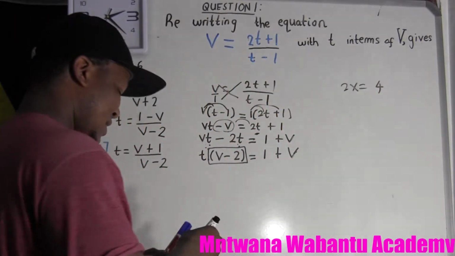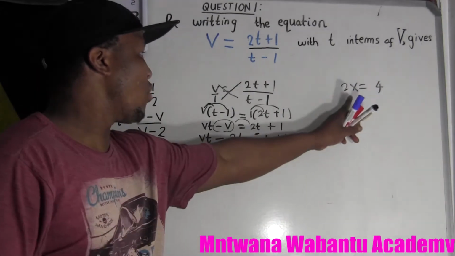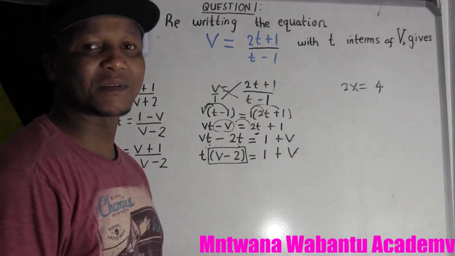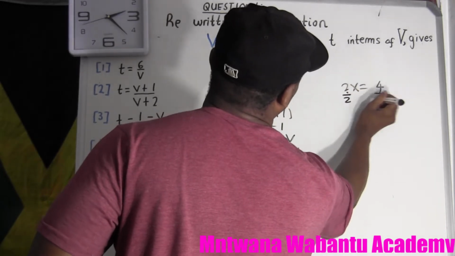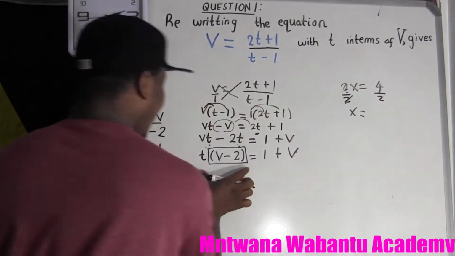How are you going to get x? It's very easy because if I have a 2x and I need x in the subject of the formula, it means I don't need this 2. So it's like divide by 2. So my x equals. So same here.